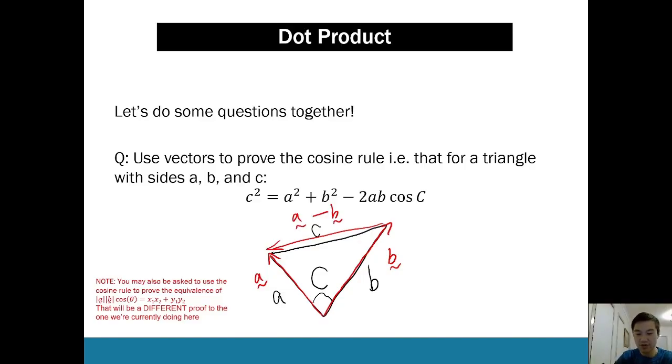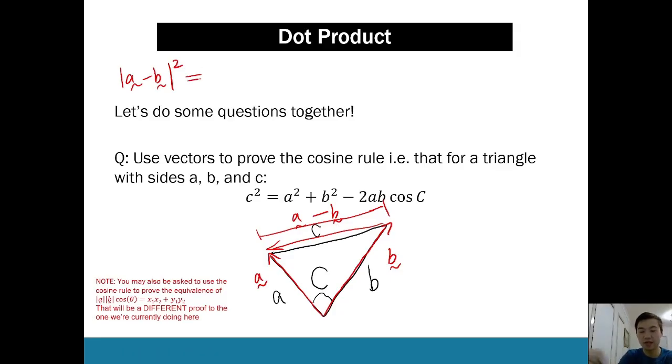So now we want to use vectors to prove the cosine rule. We're trying to show that c squared is equal to a squared plus b squared minus 2ab cos C. The length of c here is the magnitude of a minus b, and therefore c squared will be the magnitude of a minus b squared, the length of this vector squared.